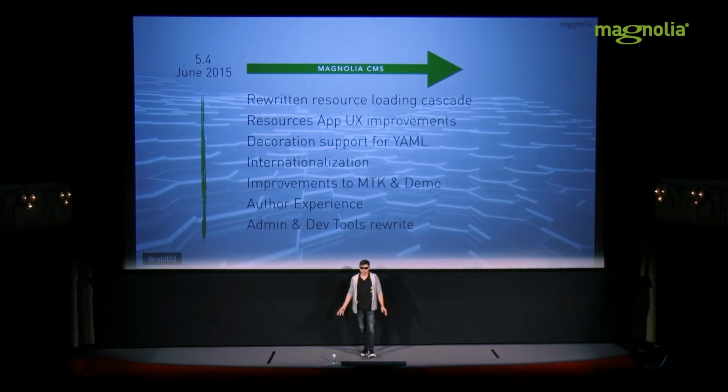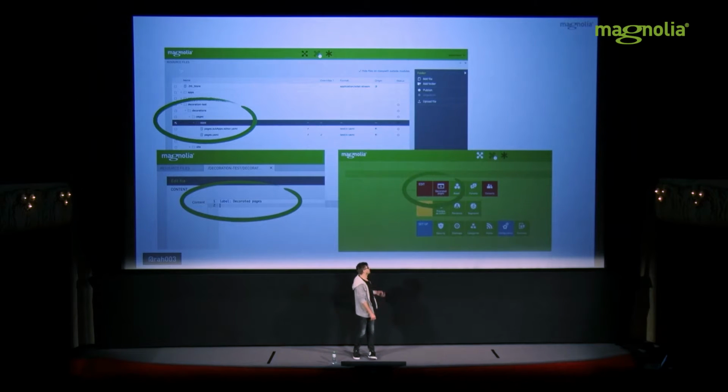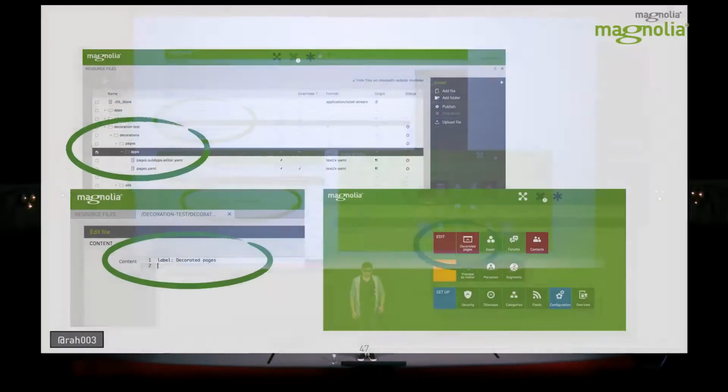With that came a whole set of new problems, new things that we needed to learn and deal with. And because of the amount of complexity involved, we also had to do some updates, like for example rewriting the resource loading cascade again. We delivered lots of other updates. I would love to talk about each of them in detail, but maybe just one sample for all: the decoration, which is now possible with Magnolia.